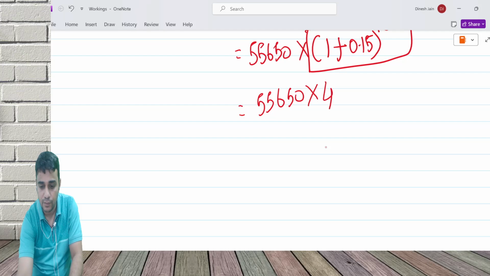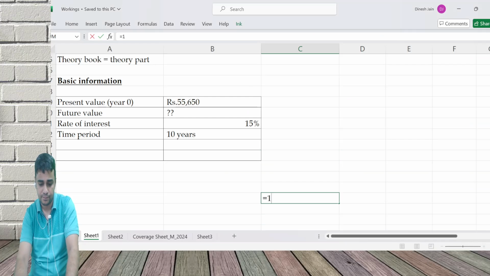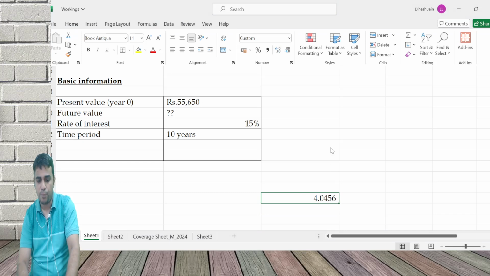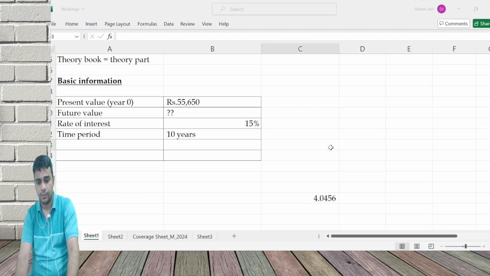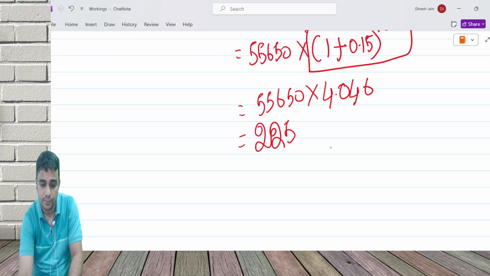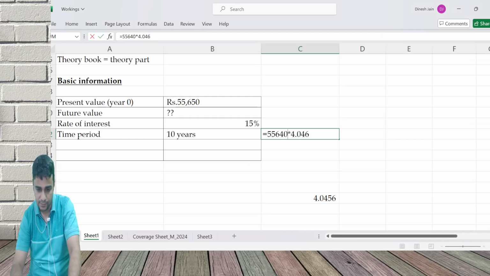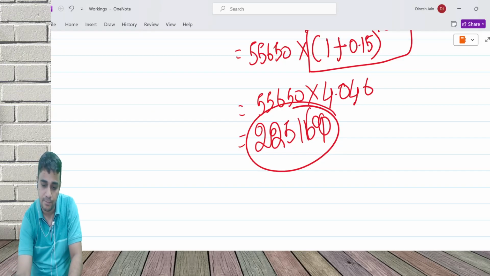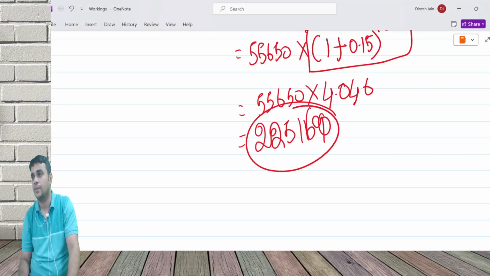Whatever number you get, I'm not really interested in that. It is 1.15 power 10, which is 4.046. Do the multiplication: 55,650 into 4.046 gives 225,160. Any doubts on this?